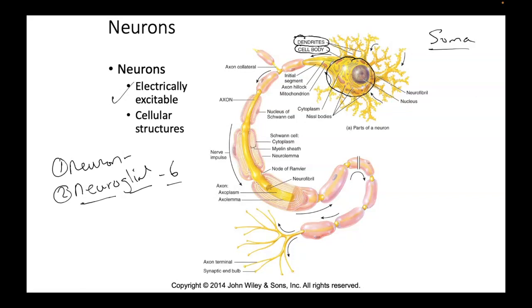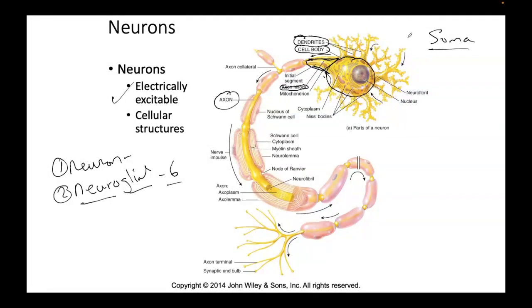And then off of the cell body, we start to see the beginning of the axon. But the beginning of the axon, they call it the axon hillock. The axon hillock. It's almost like this dilated part coming off of the cell body. It's the beginning of the axon. It's called the axon hillock.